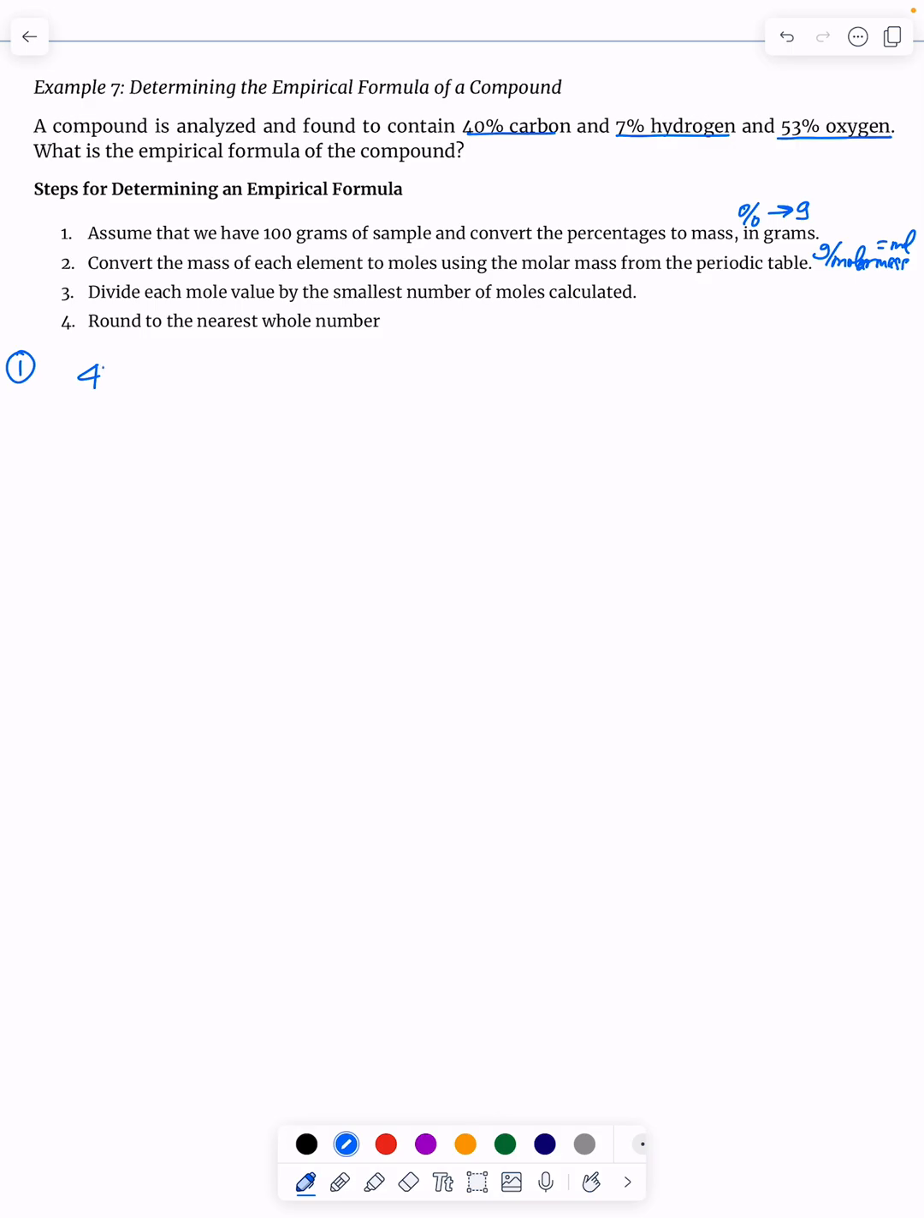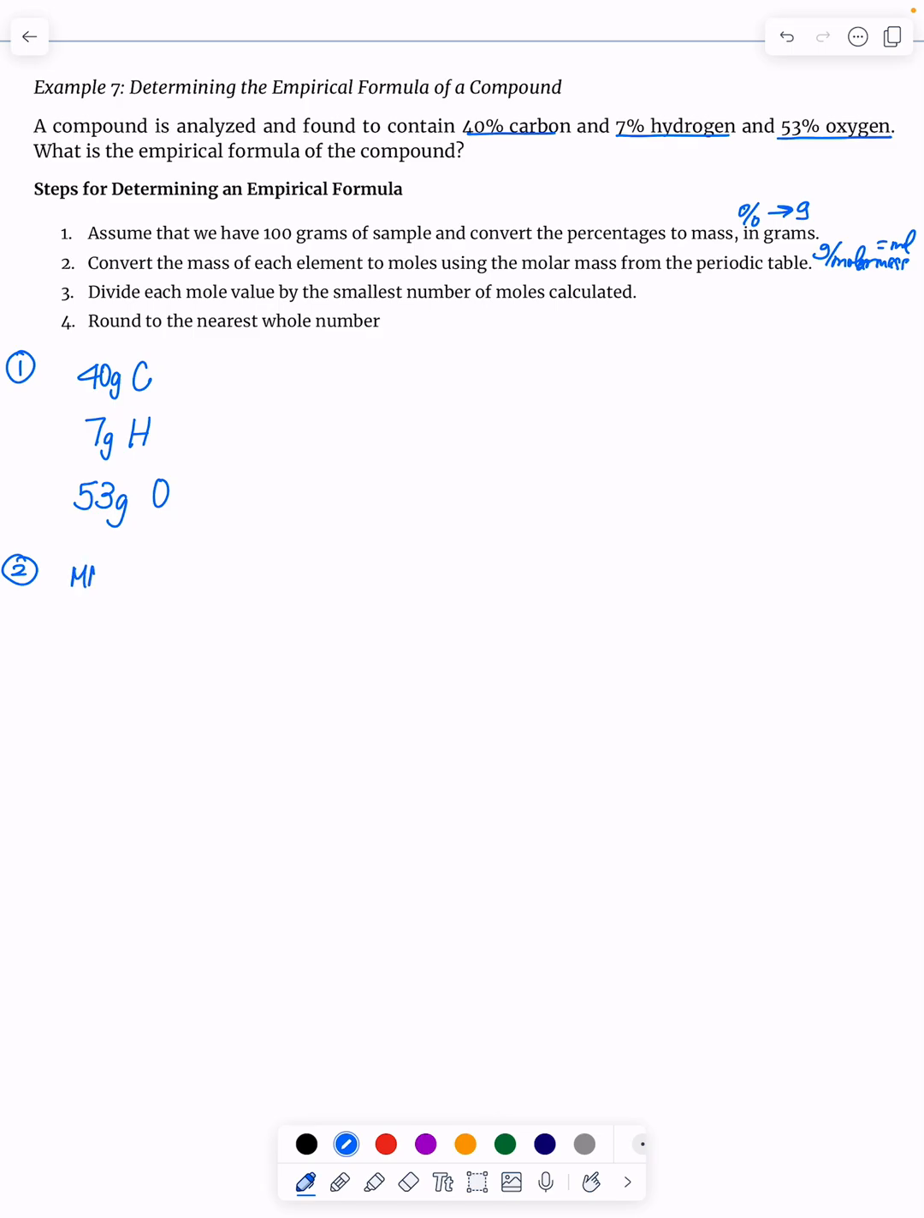40% carbon means I have 40 grams carbon. 7% hydrogen means I have 7 grams hydrogen. And then 53% oxygen will mean I have 53 grams oxygen. Okay, cool. Then step 2, convert those grams to moles.